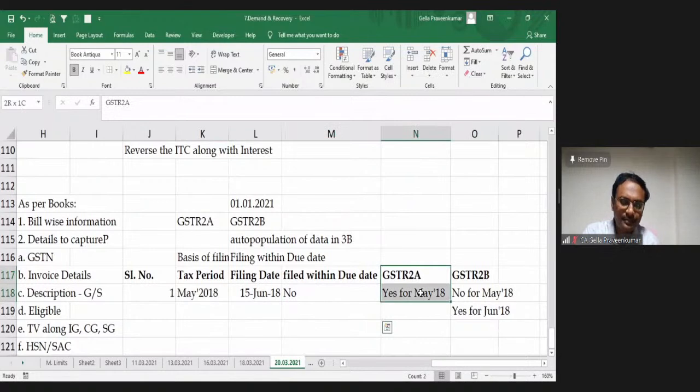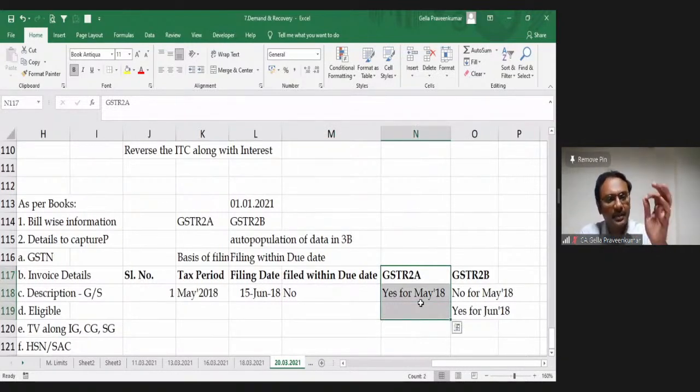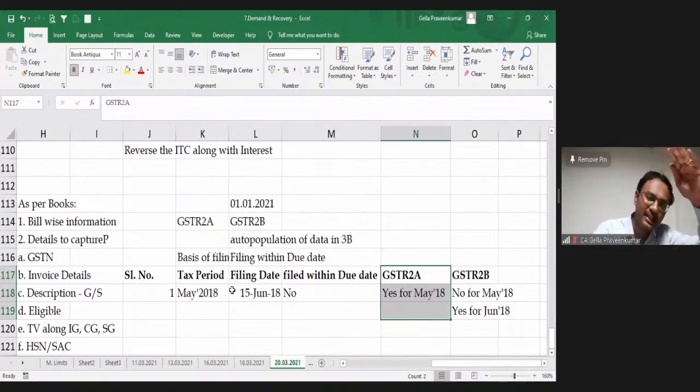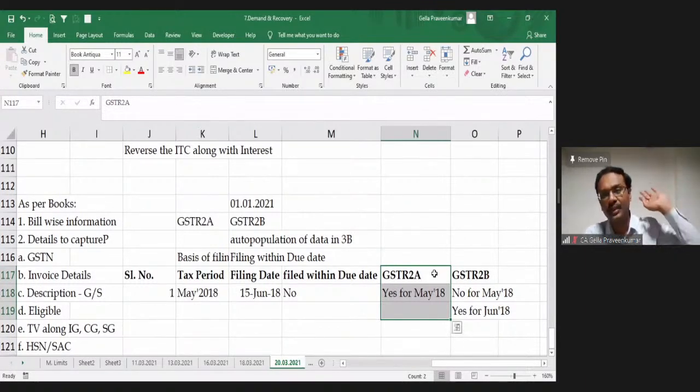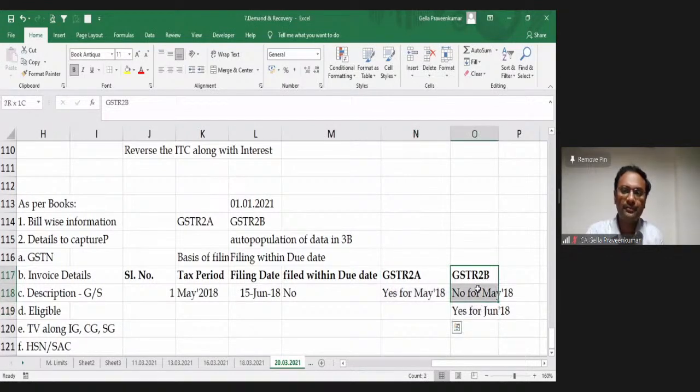Now, will GSTR 2A get updated for this filing? Answer is yes. In which month it will get updated? It will update in May only. Though supplier has filed beyond the due date, the data will go and sit in May 18 as if it was filed. When I look into my GSTR 2B, when I look into May 2018, there is no data.